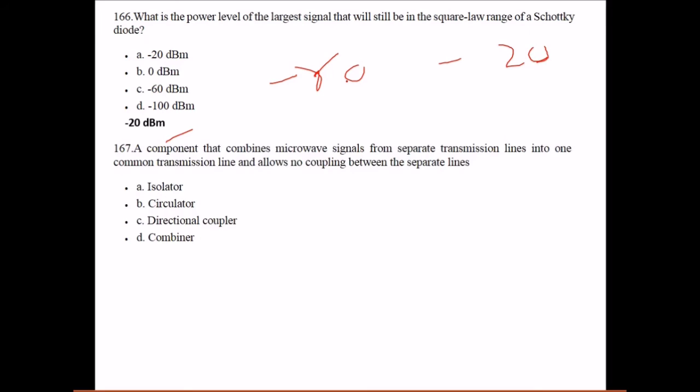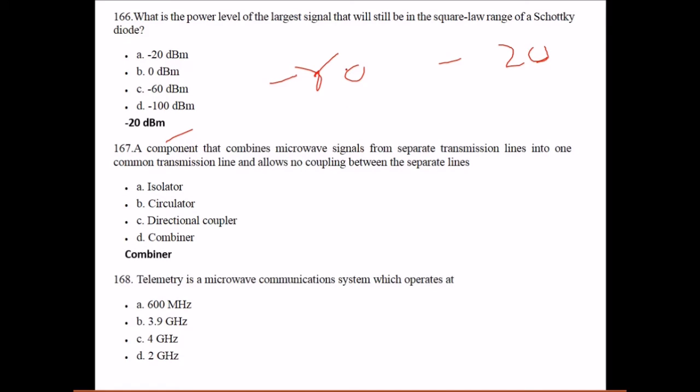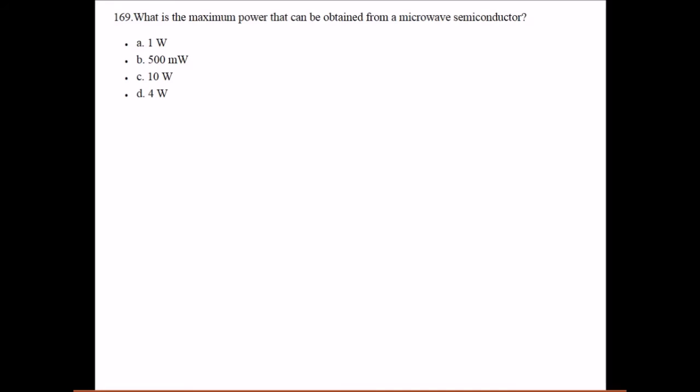A component that combines microwave signals from separate transmission lines into one common transmission line and allows no coupling between the several lines. What are these? These are combiners. Telemetry is a microwave communication system which operates at 2 GHz. Now, what is the maximum power that can be obtained from a microwave semiconductor? It is 10 watts. 10 watts is the maximum power that can be obtained from a microwave semiconductor.